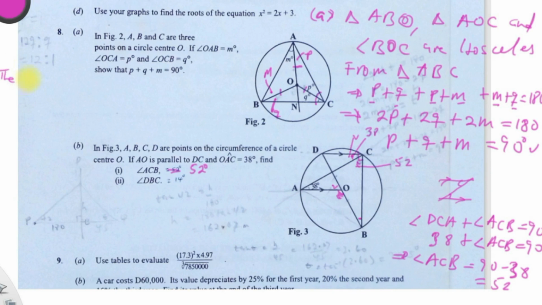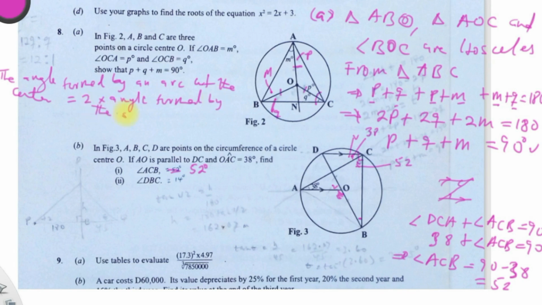So we say the angle formed by an arc at the center is equal to 2 times the angle formed by the same arc on the circumference. Okay? On the circumference.